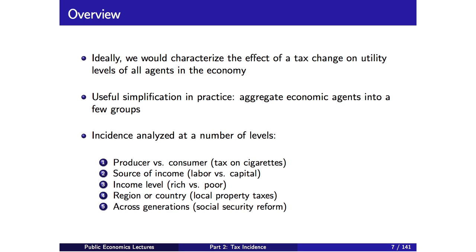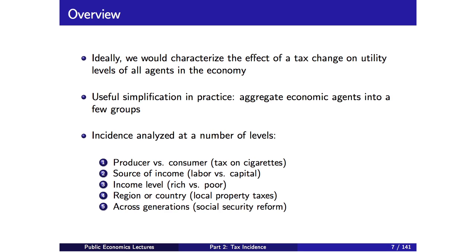So, for instance, you might analyze incidence at the level of producer versus consumer, as in this tax on cigarettes that we're going to talk about. You might analyze it at the level of the source of income. Are you a worker or are you a capital owner? You might do a distributional incidence by level of income, so higher income versus lower income people. You might do it at a spatial level, so how do local property taxes affect different regions in the country? Or you might, for instance, do it across generations.